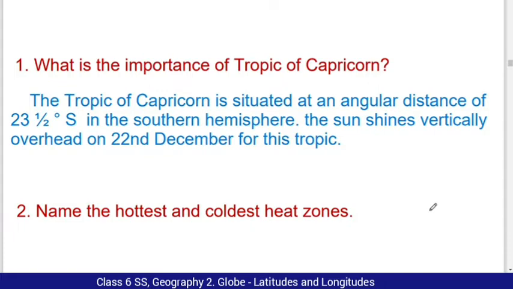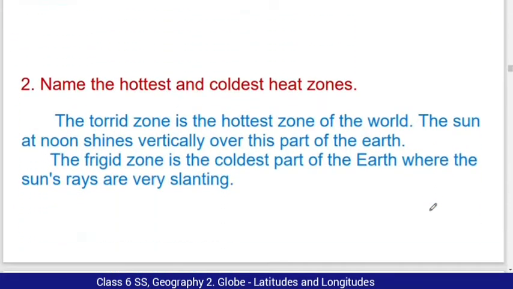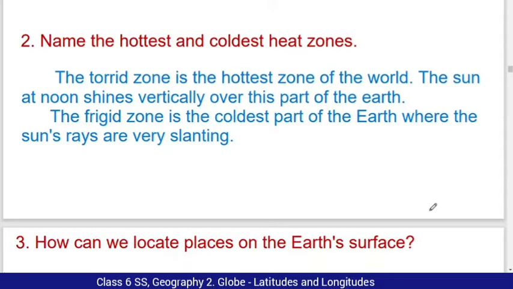Second question, name the hottest and coldest heat zones. Answer, the torrid zone is the hottest zone of the world. The sun at noon shines vertically over this part of the earth. The frigid zone is the coldest part of the earth where the sun's rays are very slanting.